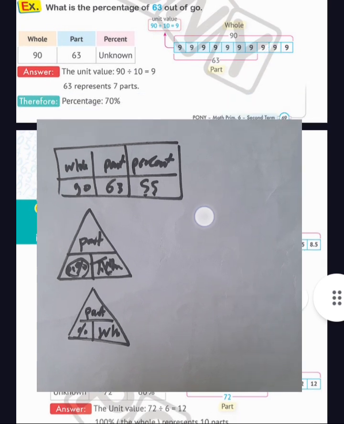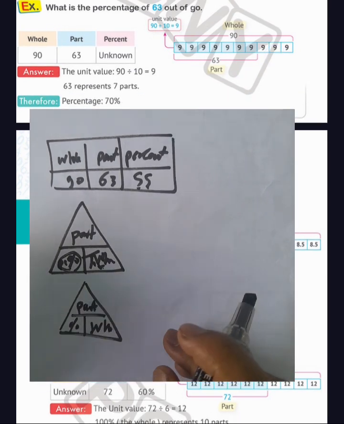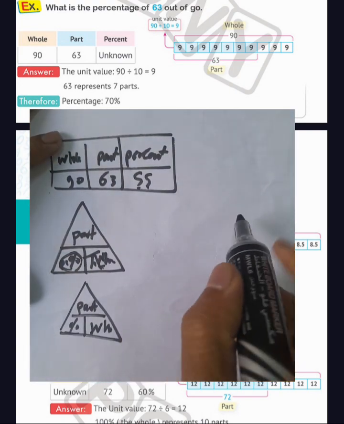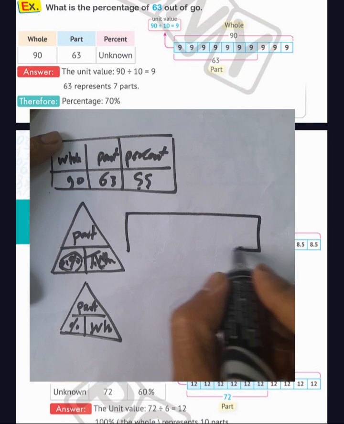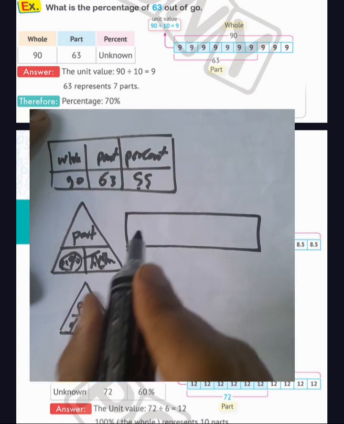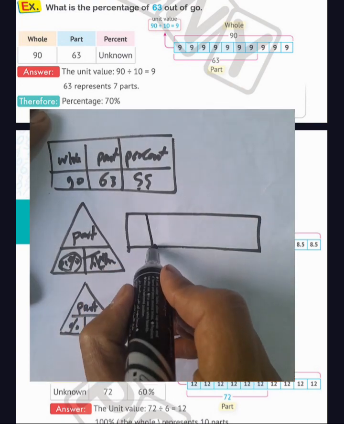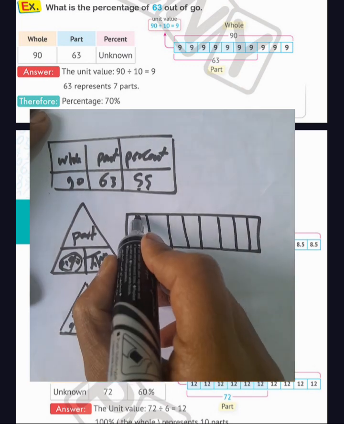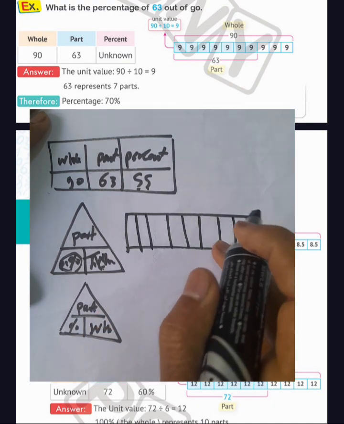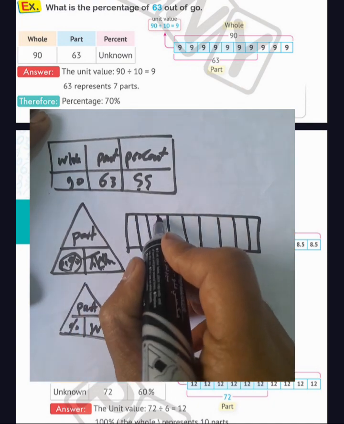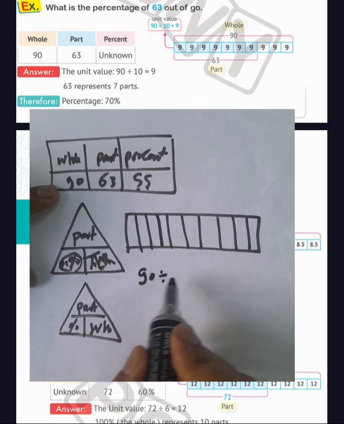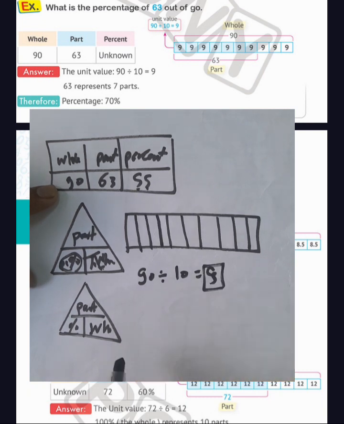But in this question, you want to solve the example by another method. Another method, divided how? We know 90 divided by 10. First, I will draw the model and divide it into 10 parts. Okay, pay attention to this method. First, we will draw the model and divide it into 10 parts. 1, 2, 3, 4, 5, 6, 7, 8, 9, 10. Okay, then we will divide 90 by 10. 90 divided by 10 equals 9.